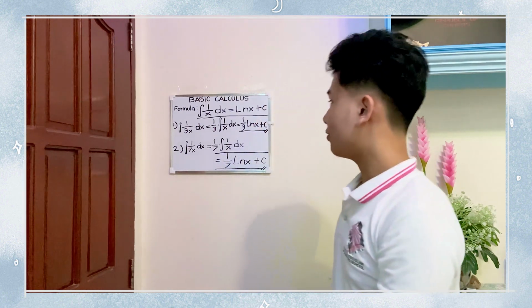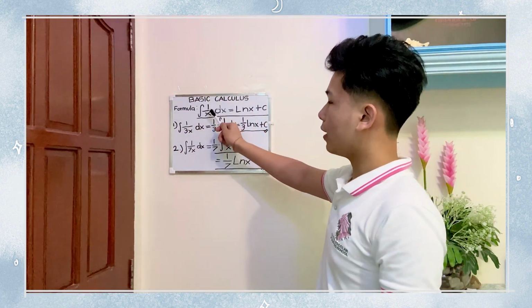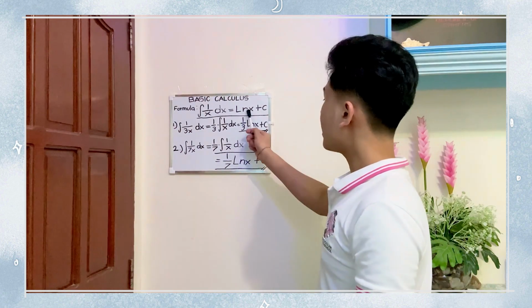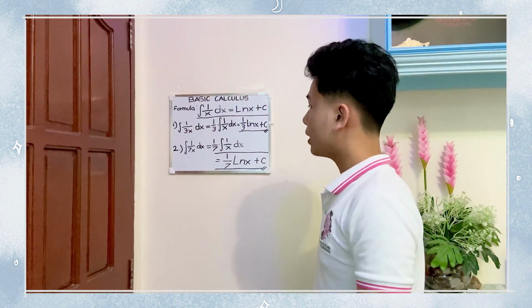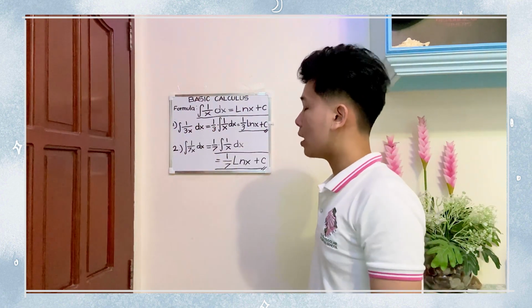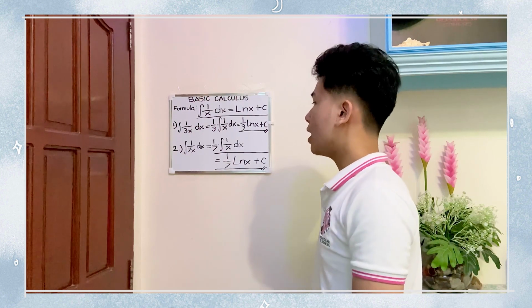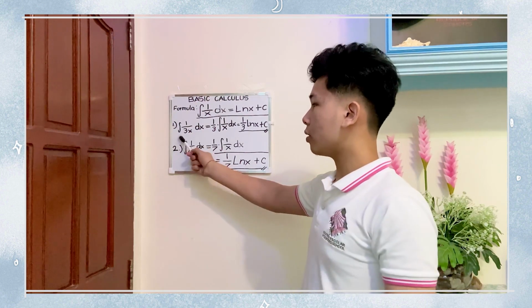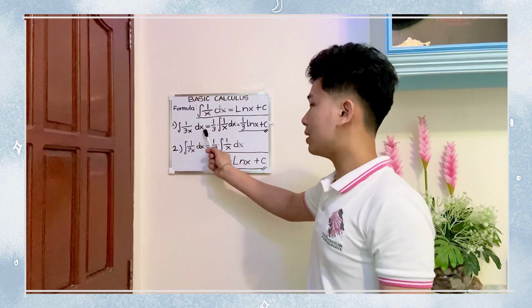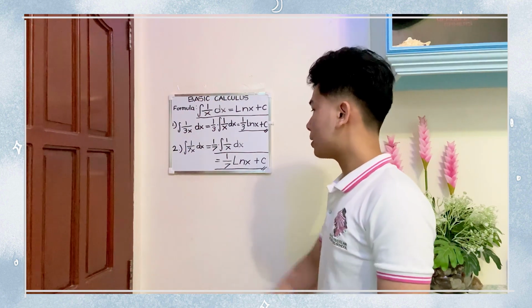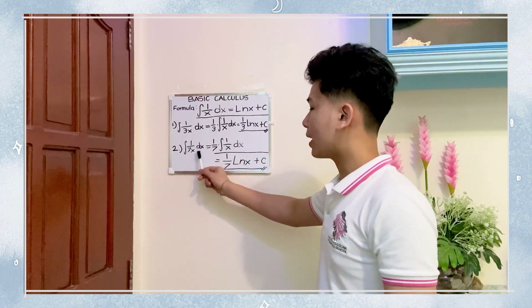So moving on, we have the formula: the integral of 1 over x dx is equal to ln x plus c. To understand this formula, I have given you two examples. My first example is the integral of 1 over 3x dx. And my second example is the integral of 1 over 7x dx.